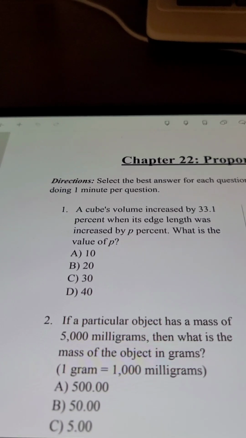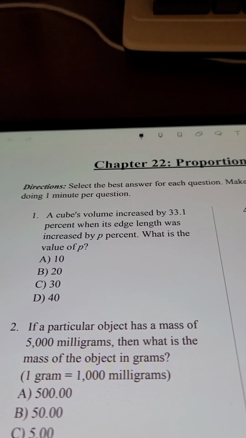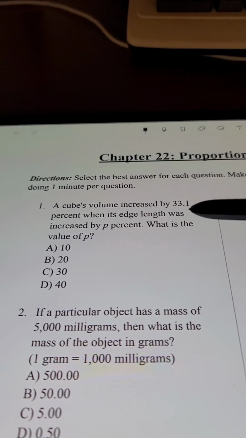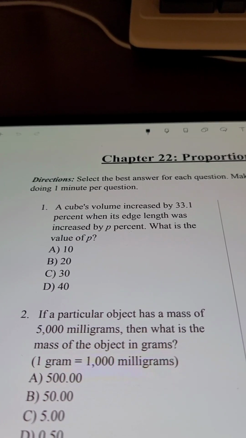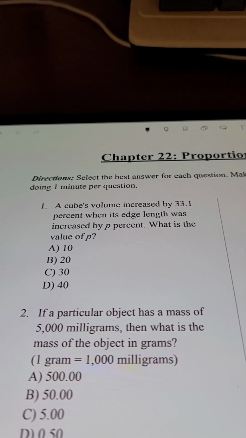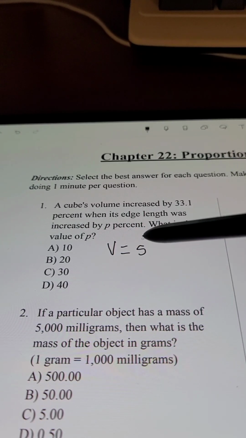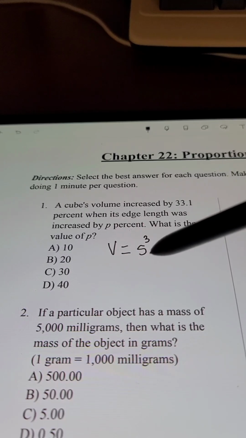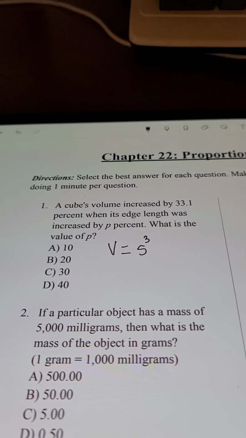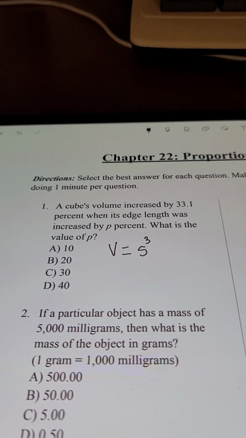Okay, so let's go to number 1. It says a cube's volume increased by 33.1% when its edge length was increased by p%. What is the value of p? So let's think of volume of a cube. The volume of a cube is always equal to s cubed. That's an s. Sometimes people think I wrote a 5. It's an s. The side length cubed, or the edge length cubed.